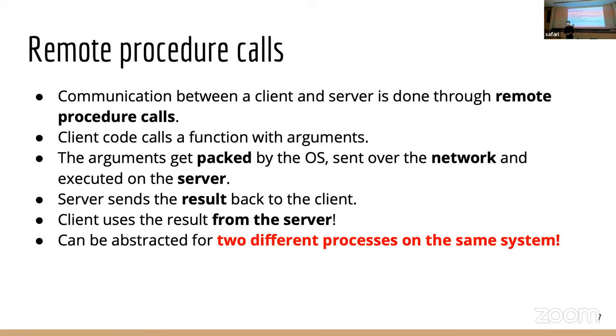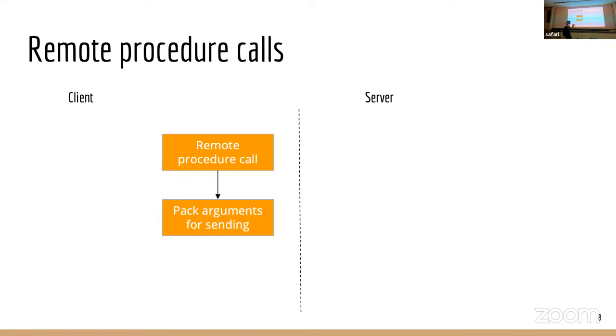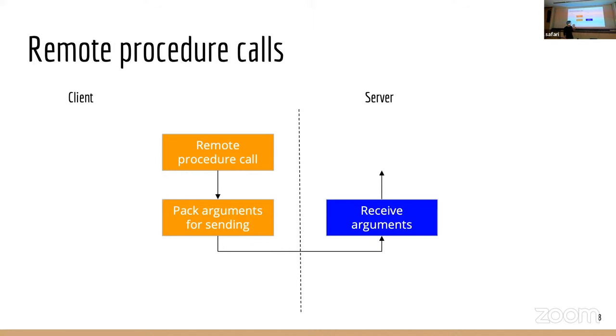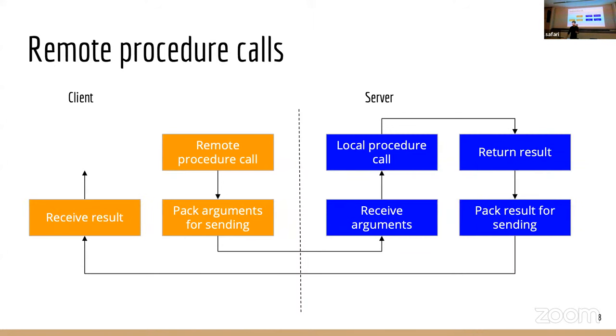And the reason I'm mentioning this is that this process can be abstracted for two different processes on the same system. If process A wants a function that is implemented by process B, it can perform a remote procedure call. So just as a small visualization, this client performs the remote procedure call. Then the arguments are packed for sending. They're sent over the network to the server, which receives the arguments, then executes the local procedure call, the function call, gets a result from it, and then sends it back to the client, which just uses the result.